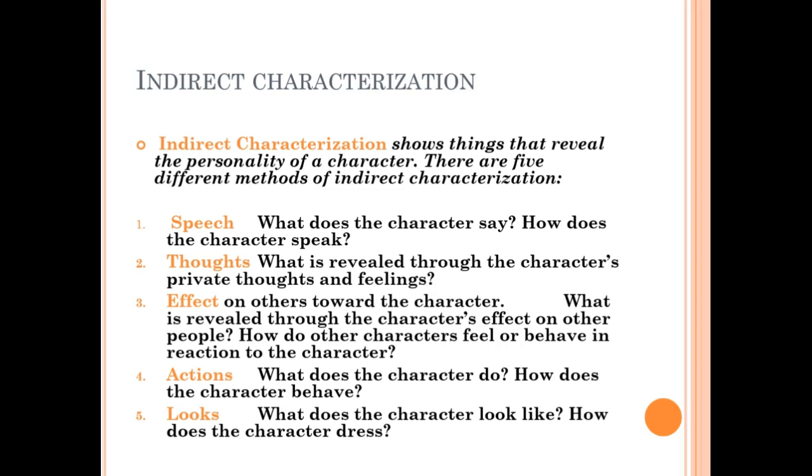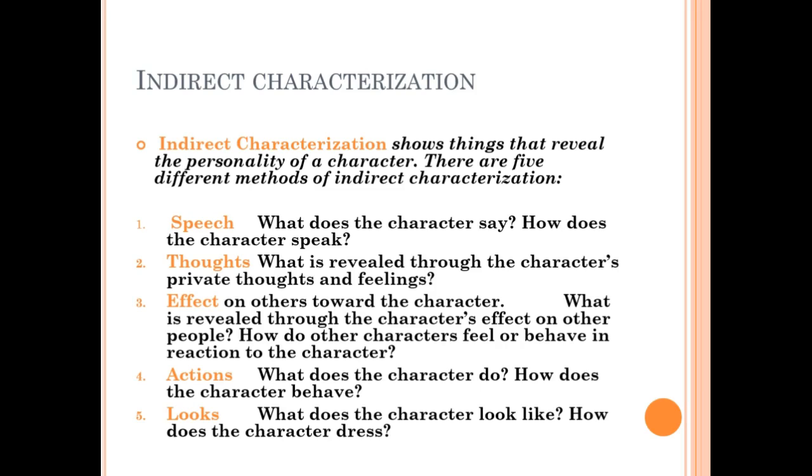And there are 5 different methods of indirect characterization, and you can use the acronym STEAL. And we're not actually talking about you going to take something that's not yours. We're just talking about using an acronym in order for you to understand the different methods of indirect characterization. So you have speech, thoughts, effect, actions, and look. So for speech, what does the character say? How does the character speak? Thoughts, what is revealed through the character's private thoughts and feelings?